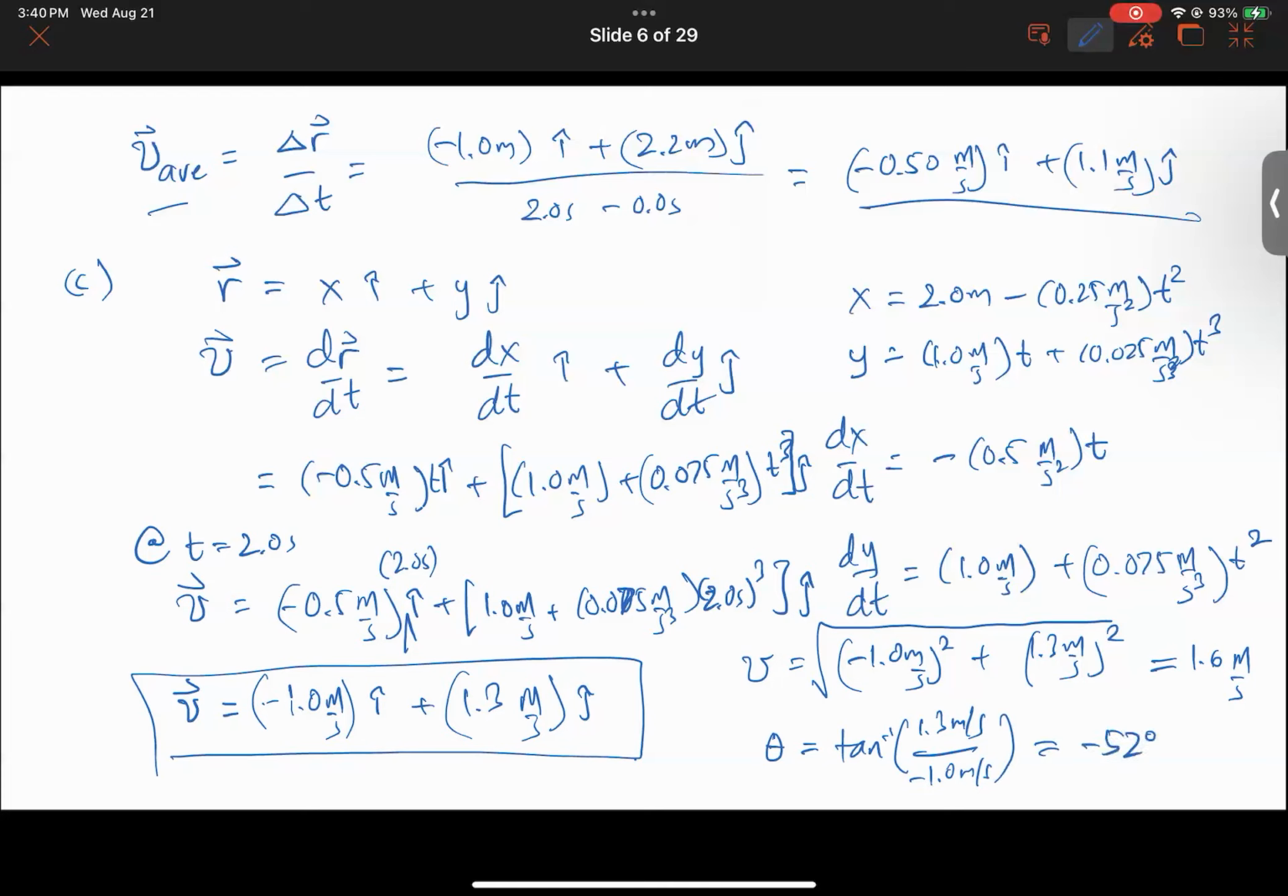So let's check. Yung x component is negative, yung y component is positive, which means na ito ay nasa second quadrant. So itong angle na ito ay nasa fourth quadrant. So we need to add 180 degrees. So yung correct direction ngayon will be 128 degrees with respect to the positive x-axis.